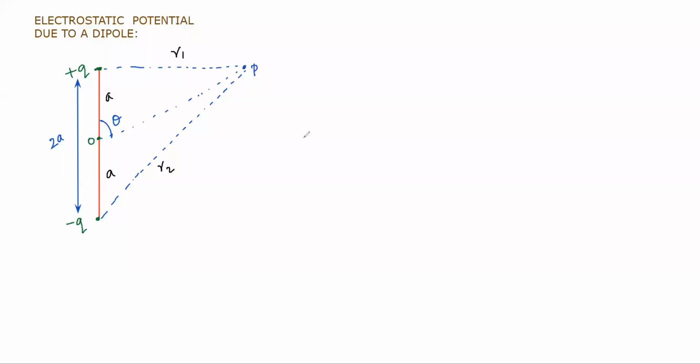Okay, this is an electric dipole. So we are going to see the electrostatic potential due to a dipole. Before that, we have seen in the previous classes that the dipole moment P is a vector quantity. The dipole moment vector is given by the charge times the distance between the charges.